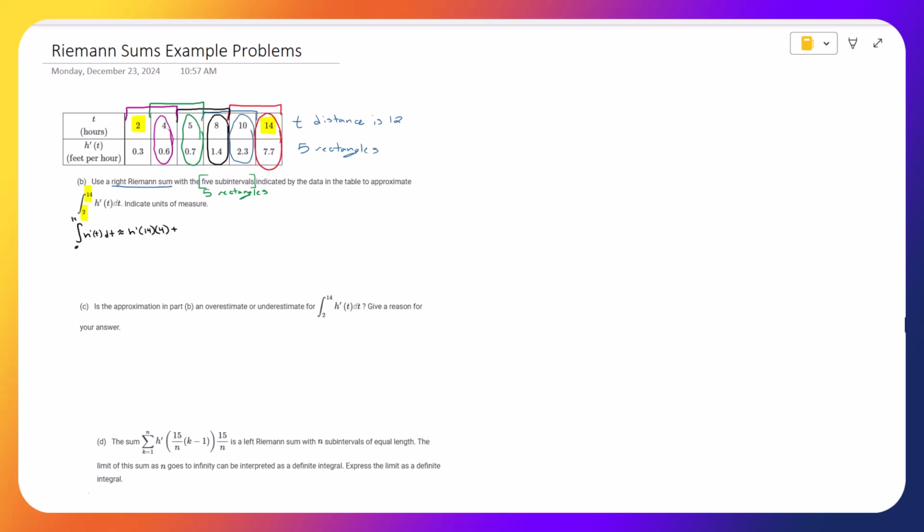Okay, hopefully that was enough time for you to go through and get that on your own. You should have gotten this. So h prime of 14 times 4, because this distance is 4. H prime of 10 times 2, because 8 to 10 is 2. H prime of 8 times 3, because 5 to 8 is 3. H prime of 5 times 1, 4 to 5 is 1. And h prime of 4 times 2, because 2 to 4 is 2. And this right here, let's highlight it in green.